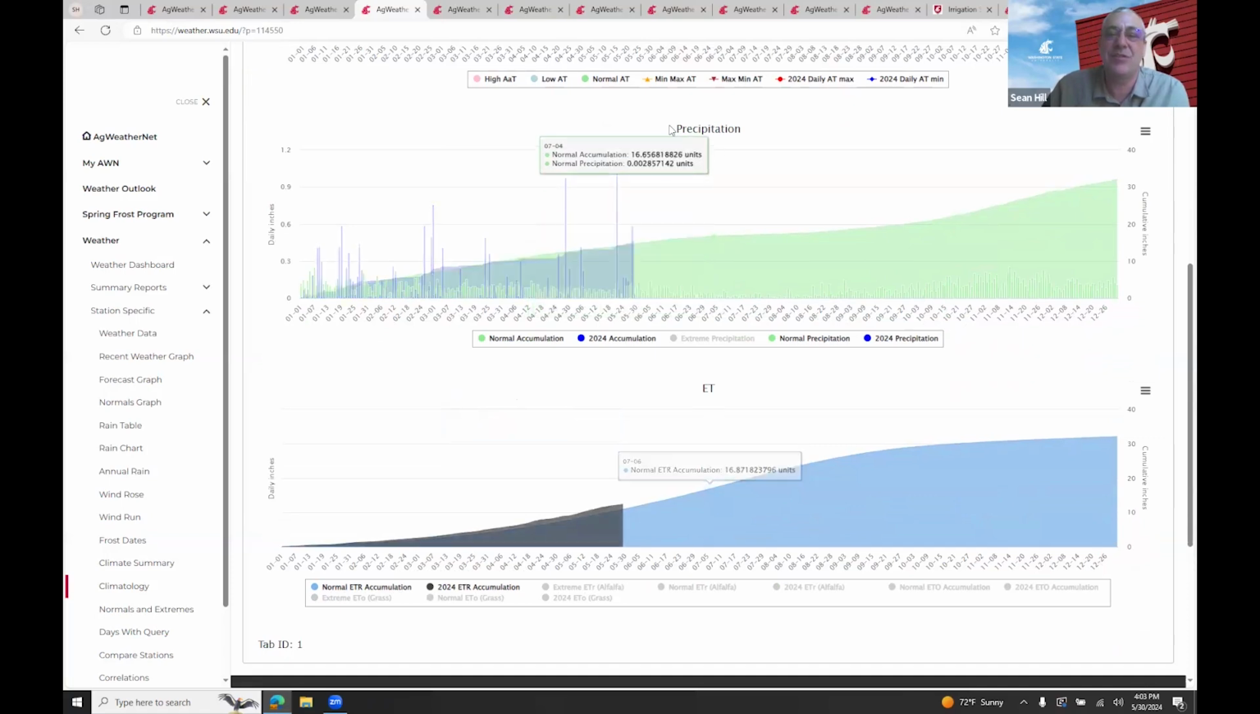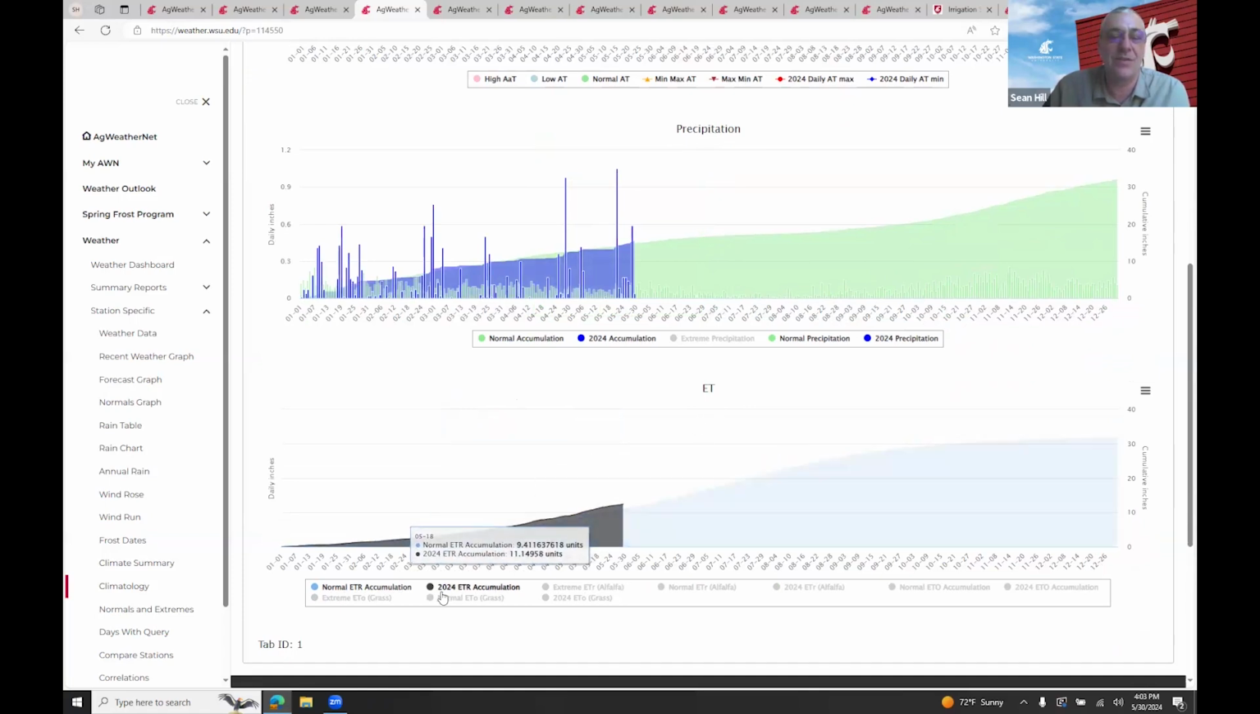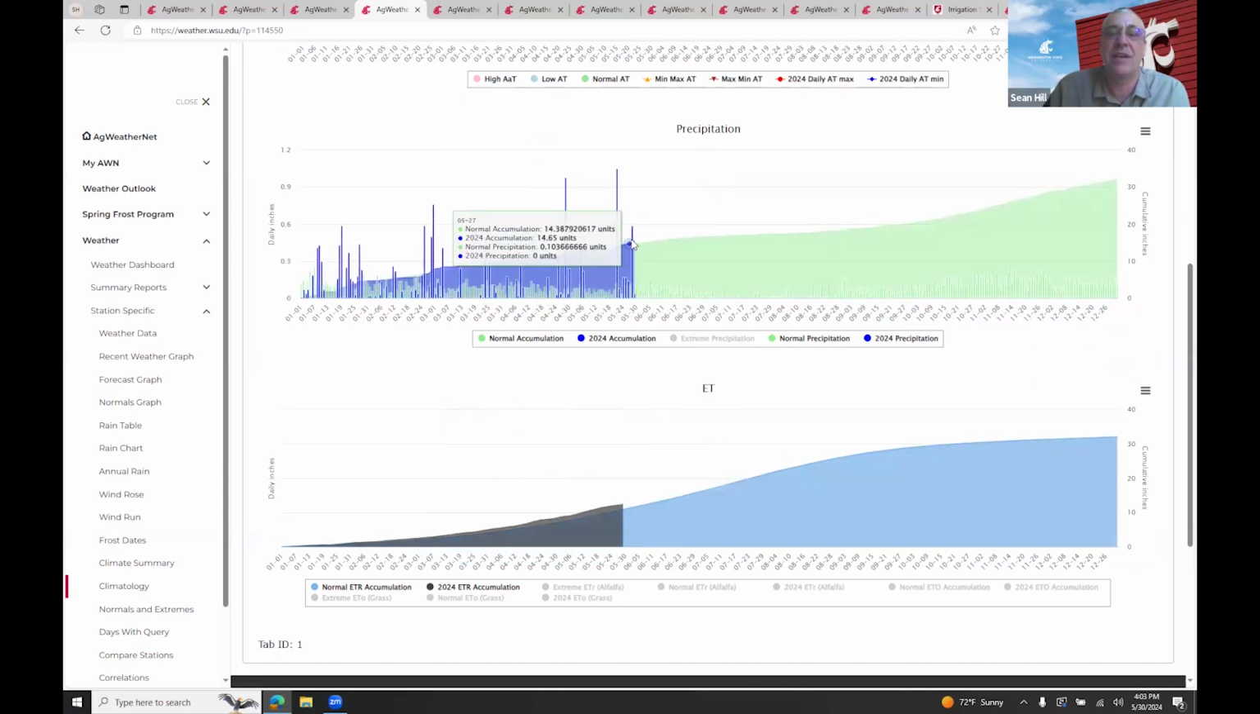So this chart can show you both the precipitation values here and the ET water use down here. So we're into the end of May in 2024, and you can see that we're a little bit higher than what the normal would be as far as water use. And we also happen to be just barely higher in what precipitation has happened.